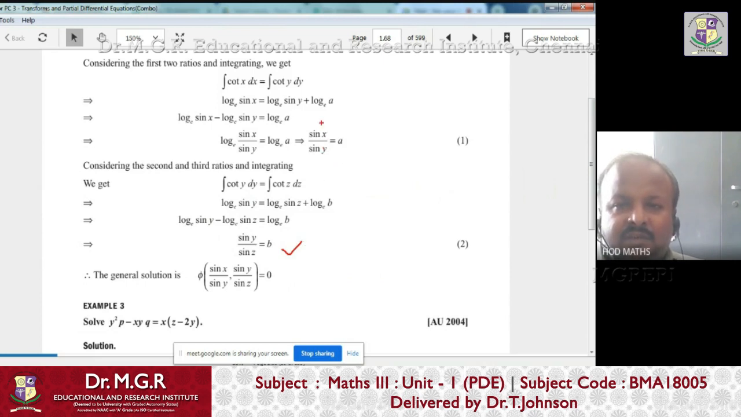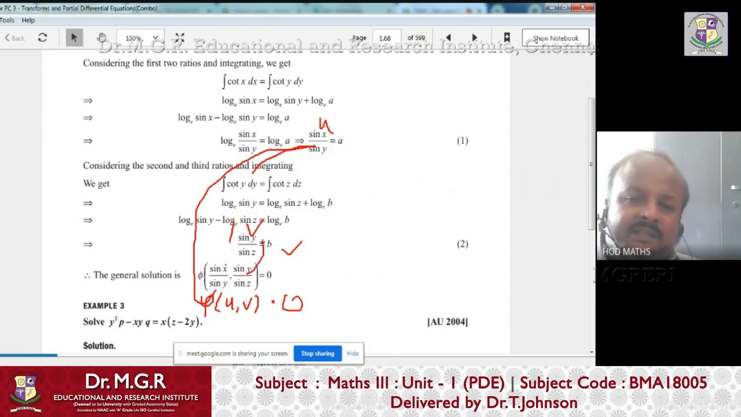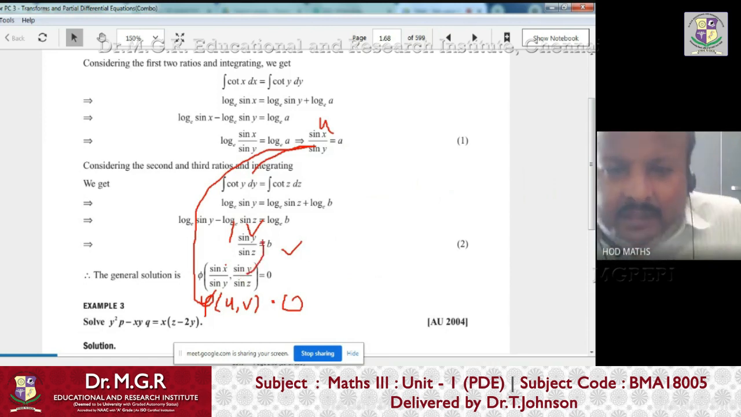So this relation you name as u, and this relation you name as v. Then you can write phi of u comma v equals 0, where u is nothing but sin x by sin y, and v is nothing but sin y by sin z.